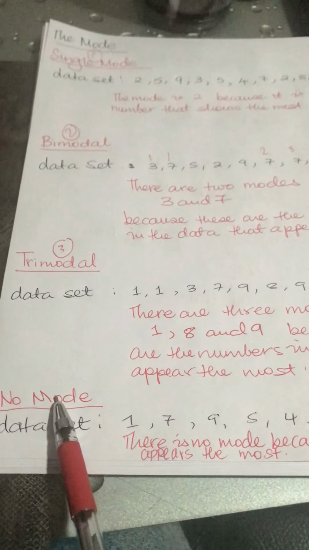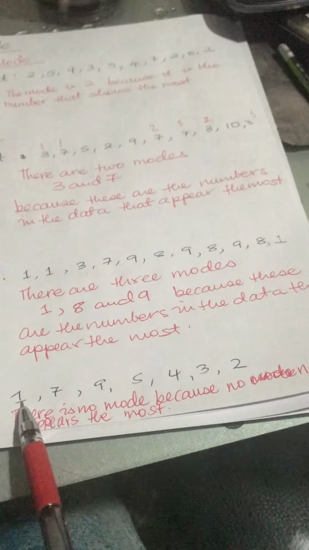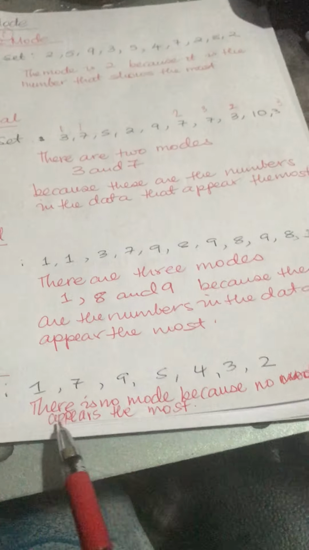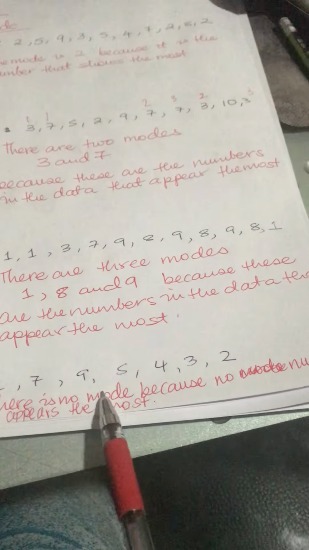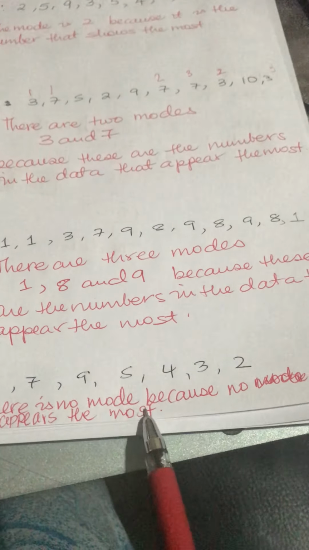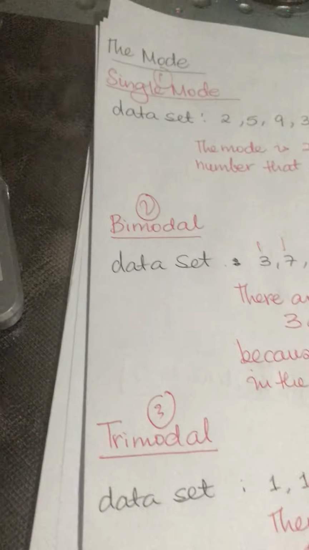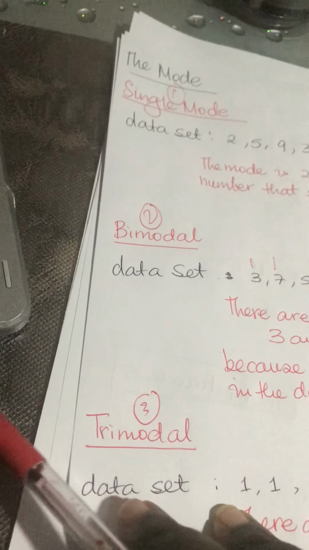You can also have no mode. If you look at this data, there is no number that appears the most. So that is why I wrote there is no mode, because no number appears the most. None of these numbers appear the most. Okay?